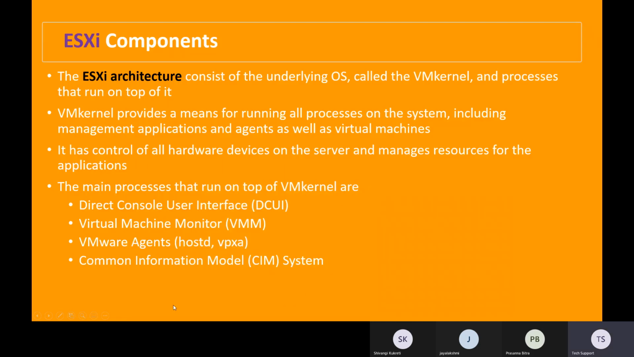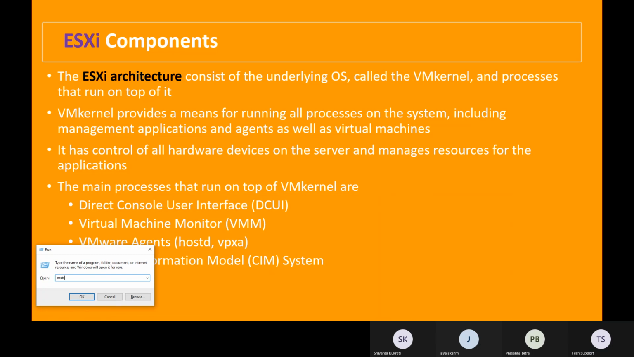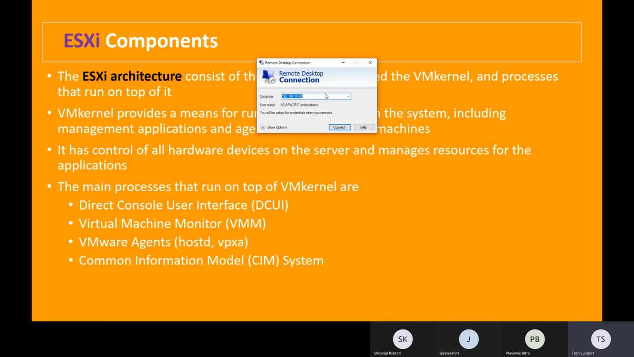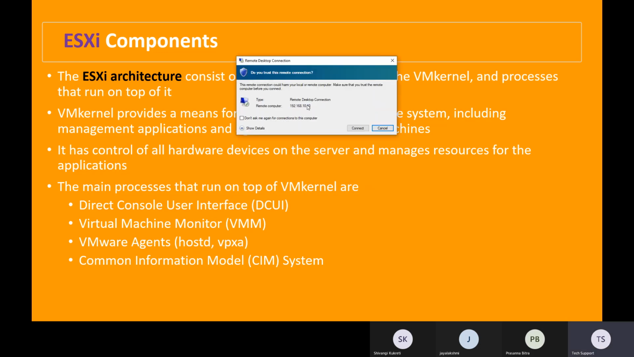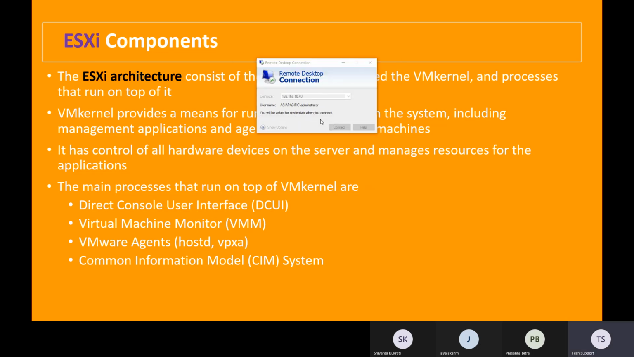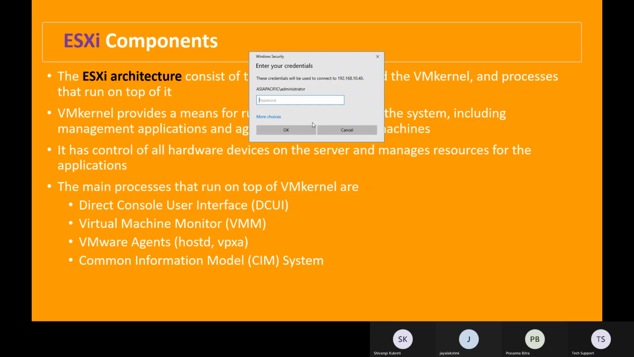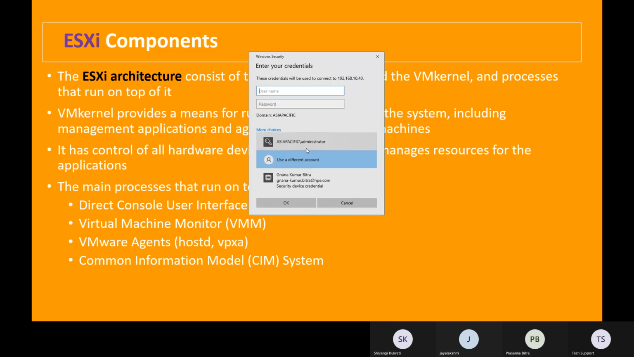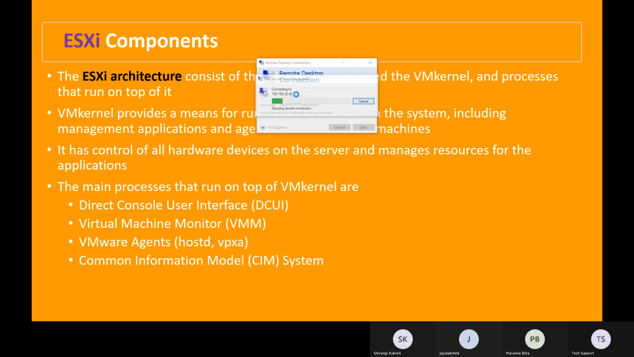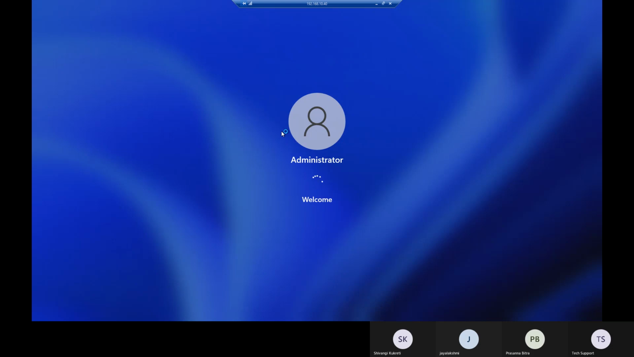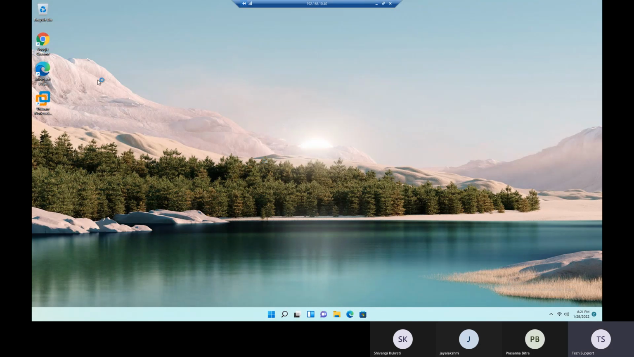Okay, I'm connecting to the lab system. The system name is MSDSC, IP address is 192.168.10.40. Okay, I connected to the test system.